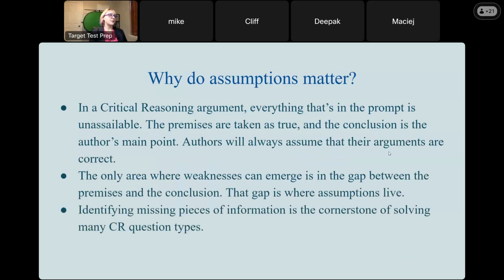And why do assumptions matter? In a critical reasoning argument, everything that's in the prompt is unassailable. So you have to take the premises as true. You can't attack those. And then obviously the conclusion is the author's main point. So you can't be like, you don't think that. That's not really a point of weakness. Authors will always assume that their arguments are correct. The only place where you can really prod at weaknesses or shore up against them is in the unwritten assumptions. So this is very basic first level stuff. But if you can do well on identifying assumptions, then you can do well on most critical reasoning stuff.